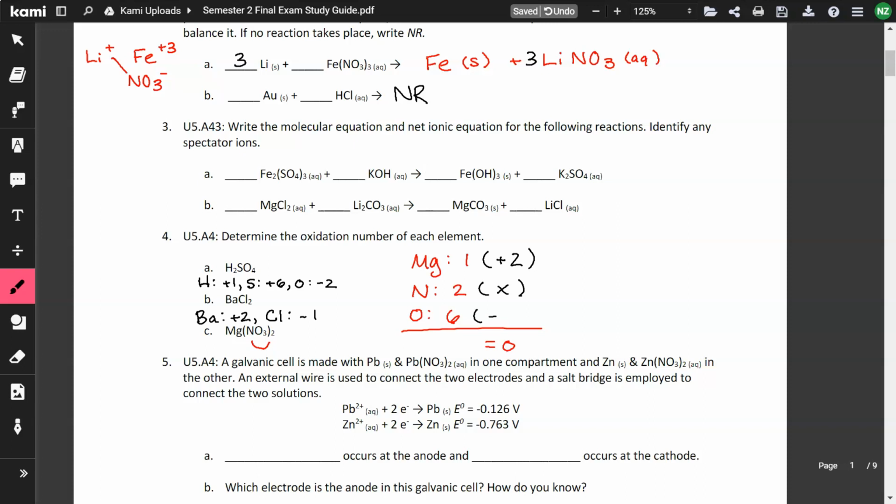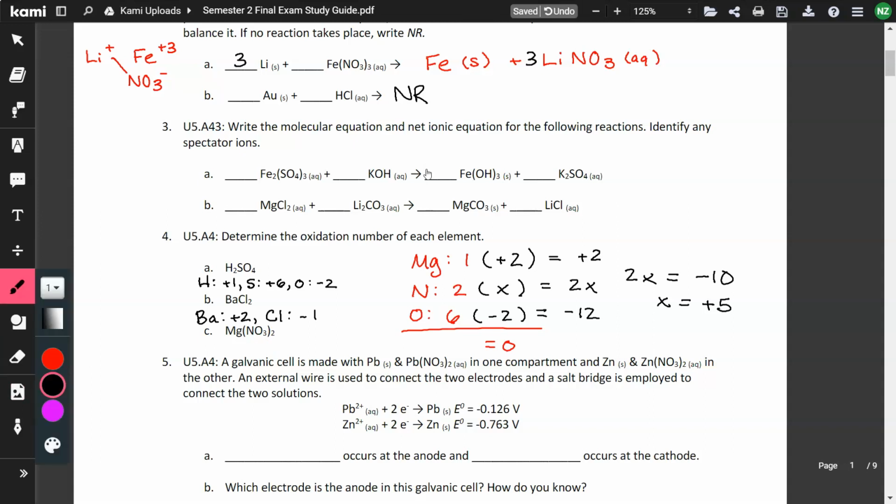Oxygen is -2, so this will be +2. This will be 2 times X, and then this will be -12. We want it to add up to 0. Okay, so we have +2 and -12, so that equals -10. And then we have 2x, so we need to solve for x. Divide both sides by 2. X is going to equal +5. So our numbers: we had magnesium +2, nitrogen +5, oxygen -2.